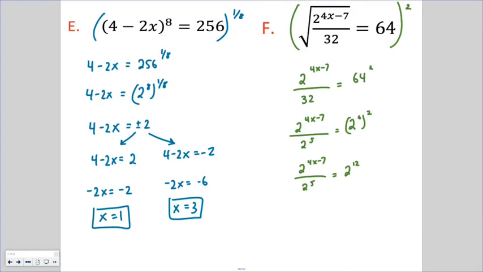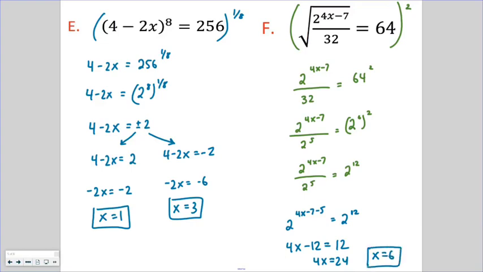And then there's a couple ways we could do this. I could apply on the left-hand side the rules of exponents that tell me that if the same bases are being divided, I can subtract the exponents. And then once I've got the bases the same on the left and the right, I can then combine like terms and set the exponents equal to one another. Okay, so 4x minus 12 is equal to 12. 4x is equal to 24, which means x is equal to 6 in this case.